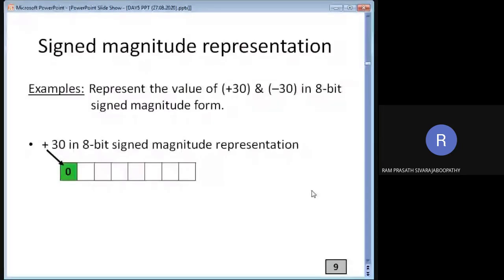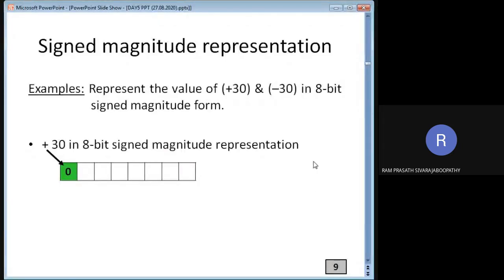See, 30 is represented in decimal form. You have to convert it into binary. Once you have converted, you have to write the number right aligned. You should not write immediately after the sign bit. I have told you it's an 8-bit sign magnitude representation, so you have to write the binary equivalent right aligned to the particular bit positions.